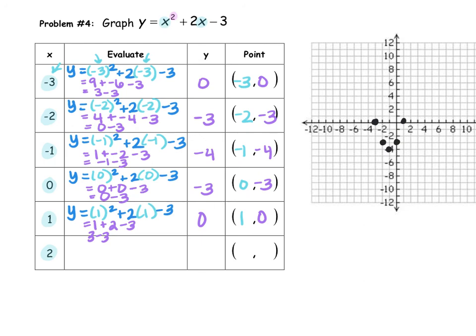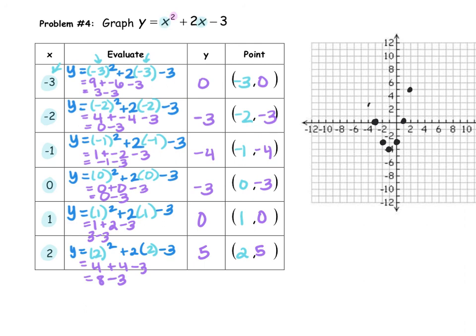And last but not least, our last coordinate when x is 2. So plugging in 2 for x, 2 squared is 4, plus 2 times 2 is 4, minus 3. 4 plus 4 is 8, and 8 minus 3 is 5. So when we plugged in 2 for x, we got 5 for y, and we will plot that right here. That is the point 2, 5.